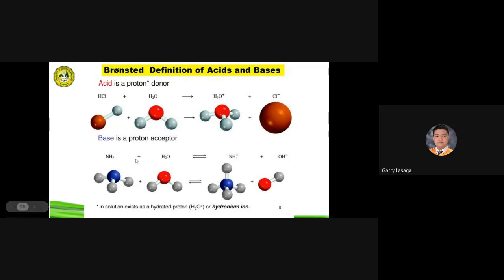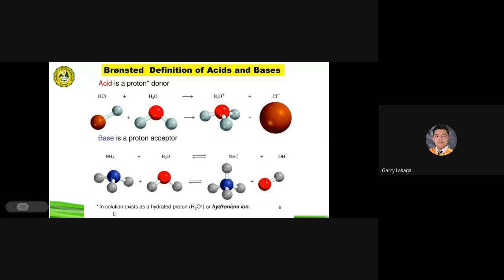So for a base, NH3 will form NH4+. NH4+ is a conjugate acid. To form a conjugate acid from a base, you just need to add a hydrogen ion to that parent compound. So water here is an acid and it becomes a conjugate base. To form a conjugate base from an acid, you just need to remove a hydrogen ion from the parent compound.